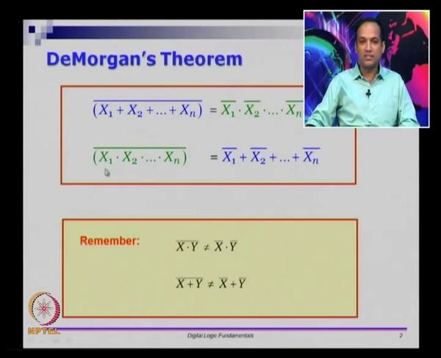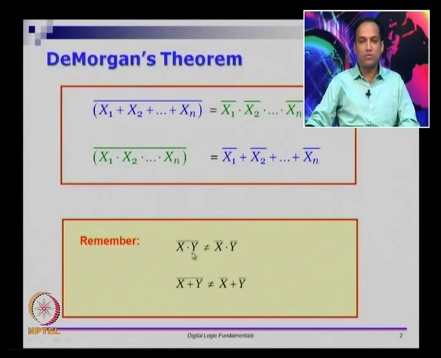Similarly, the dual of that is if you take and of x1, x2 so on up to xn, and if you take the complement, it is the same as the logical OR of x1 bar plus x2 bar plus so on up to xn bar. So, for these two, if you substitute plus with union, bar with complement and and with intersection, you have your set theory. In set theory you must have learned De Morgan's theorem. So, remember, you have to keep this in mind.